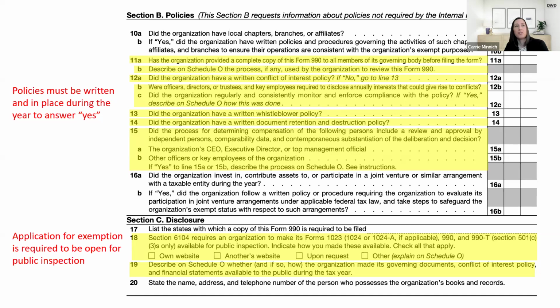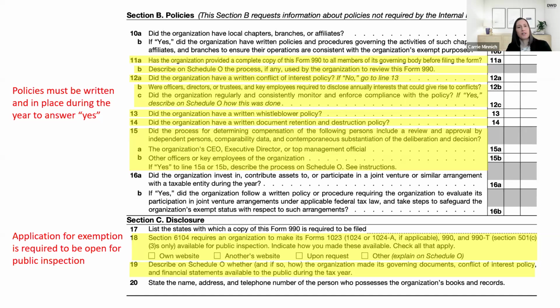I have run into a few organizations that don't want to provide that to their board, which I disagree with. I think that's very important. The board should know what's going on there. But you have to make sure it's a completed copy. It needs to be provided to all board members, and it needs to be provided before filing Form 990. The board does not have to necessarily approve or vote on it. This form just needs to be made available to everyone to answer this question, yes. So you can email a copy of this to all your board members before it's filed, and we can answer this question, yes.